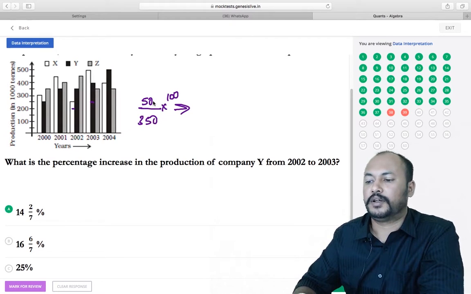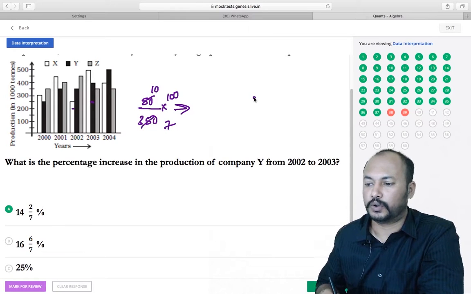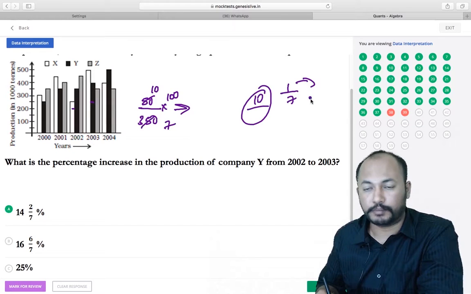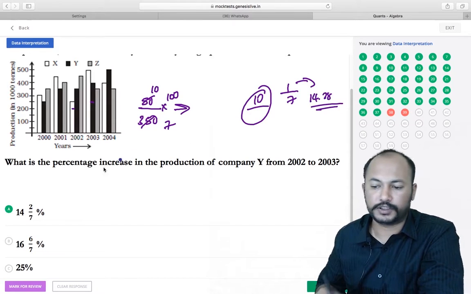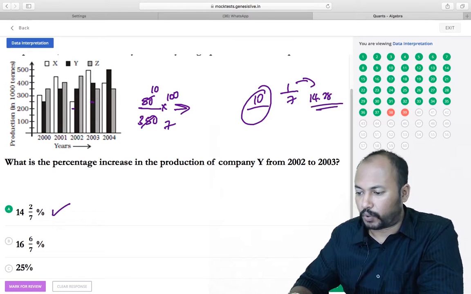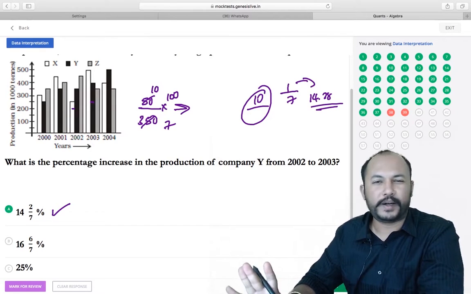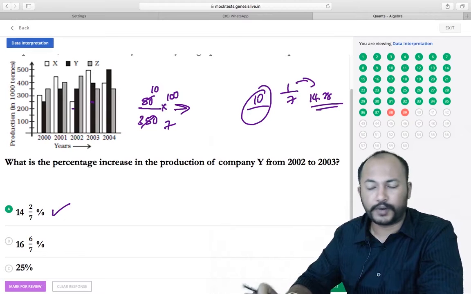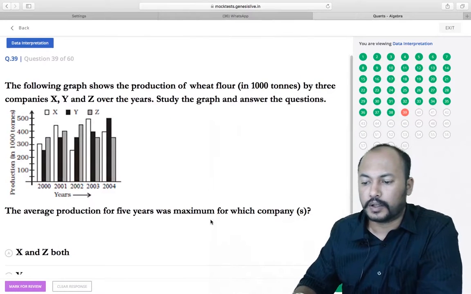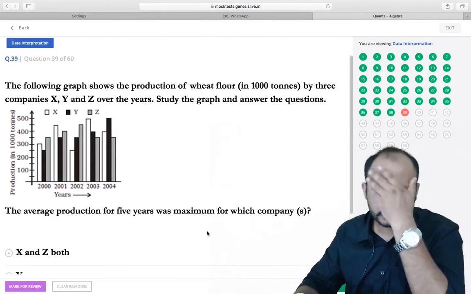You can definitely go by direct method, no problems even with that. So this will be 50 by 350, 5 10 times and 5 7 times. Okay, so 10 by 7 or 1 by 7. 1 by 7 equivalent ratio, if you remember, it is 14.28, which is again the same thing. Okay, anything is fine, whatever you are comfortable with. Make sure this question has to be solved within 20-25 seconds, not more than that, within 20 seconds actually. Okay, the average production for 5 years was maximum for which company?